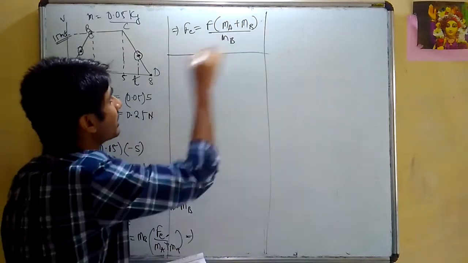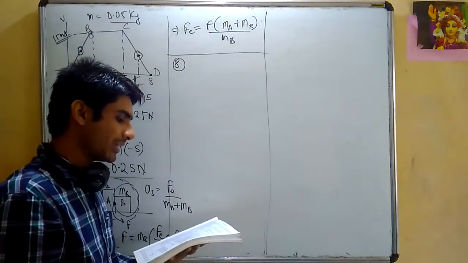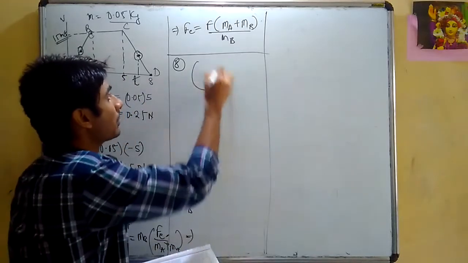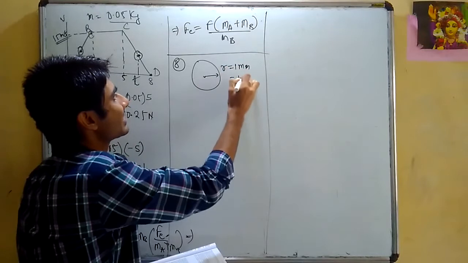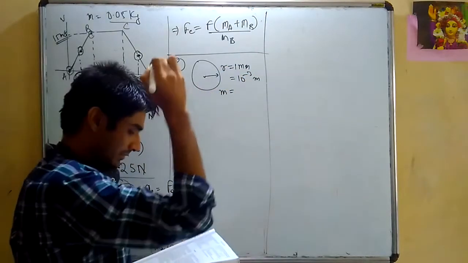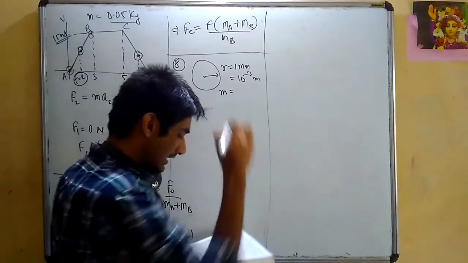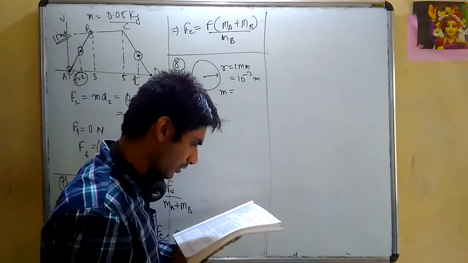Let us come to question number 8. Question number 8 is raindrops of radius 1 millimeter, that is 10 to the power minus 3 meter, and mass 4 milligram. Sorry, mass is 4 milligram.